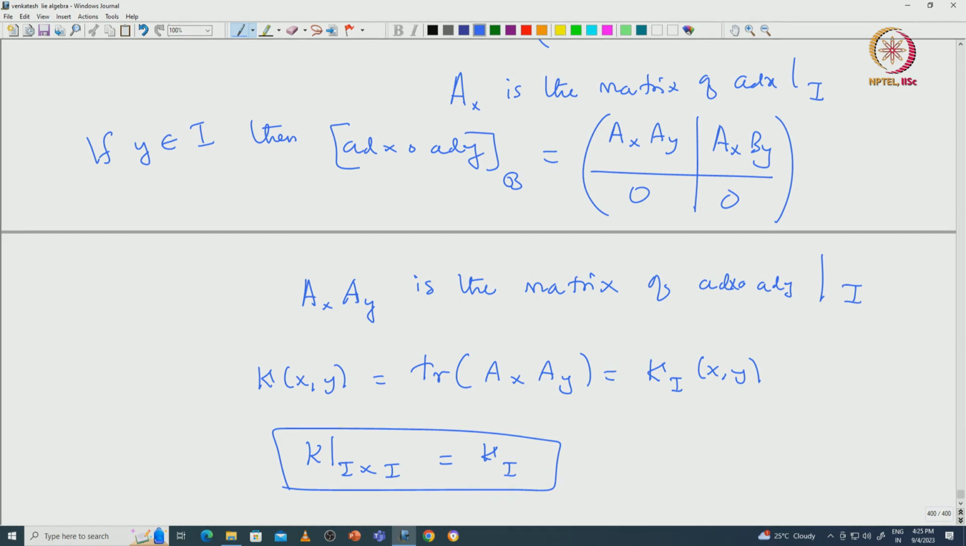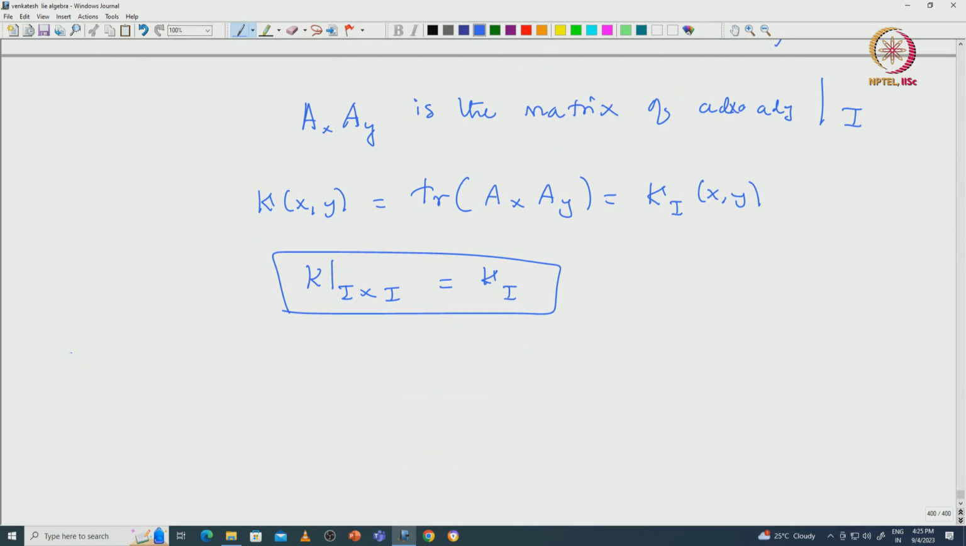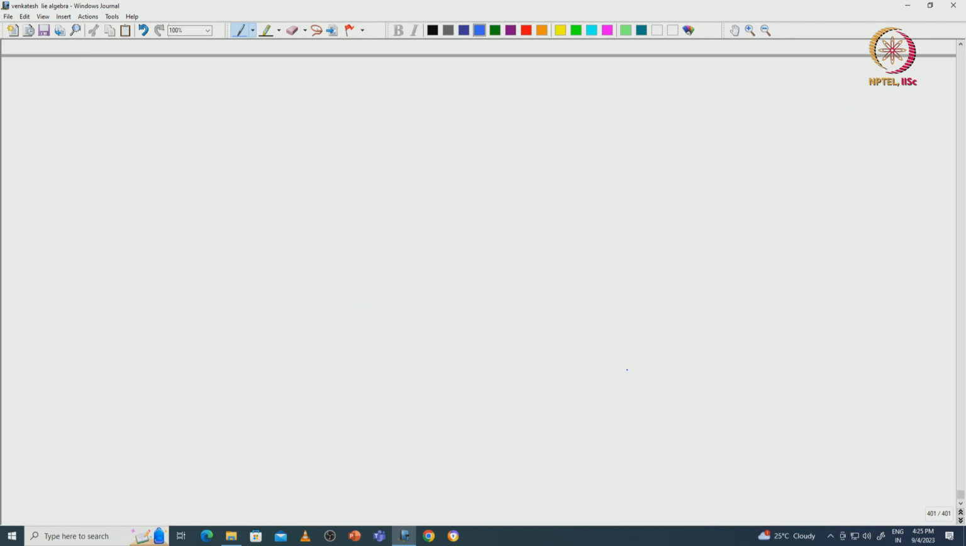Now, we are ready to state Cartan's second criterion for semisimplicity. We will prove this criterion using some basic information about the killing form. Again, we will need the first criterion in order to prove this second criterion. So, let us first state the criterion and then we will see. Here, the following statements are all equivalent.